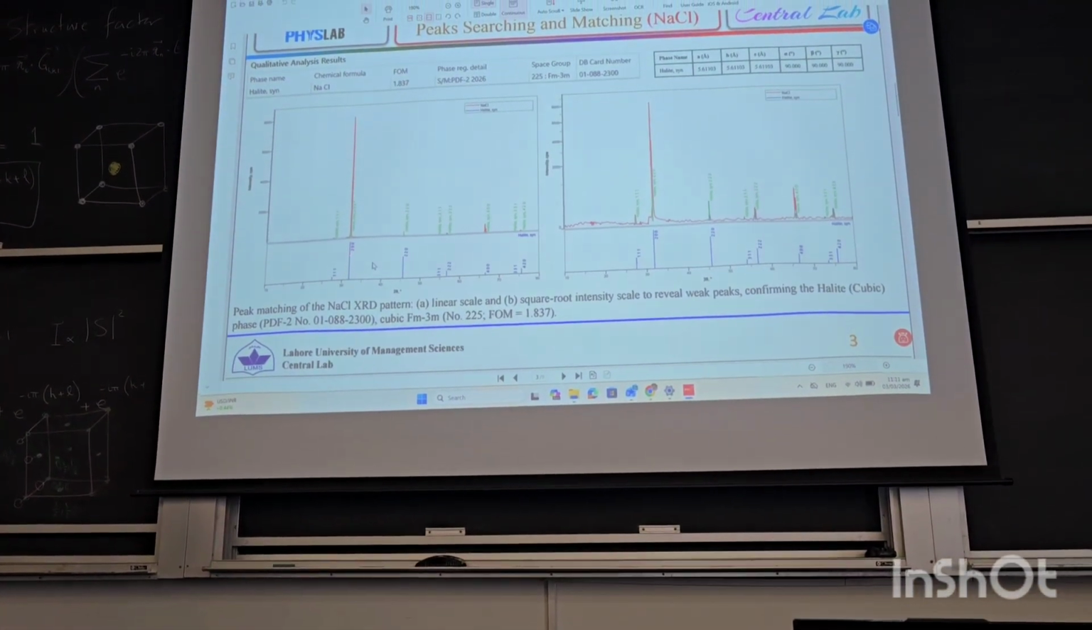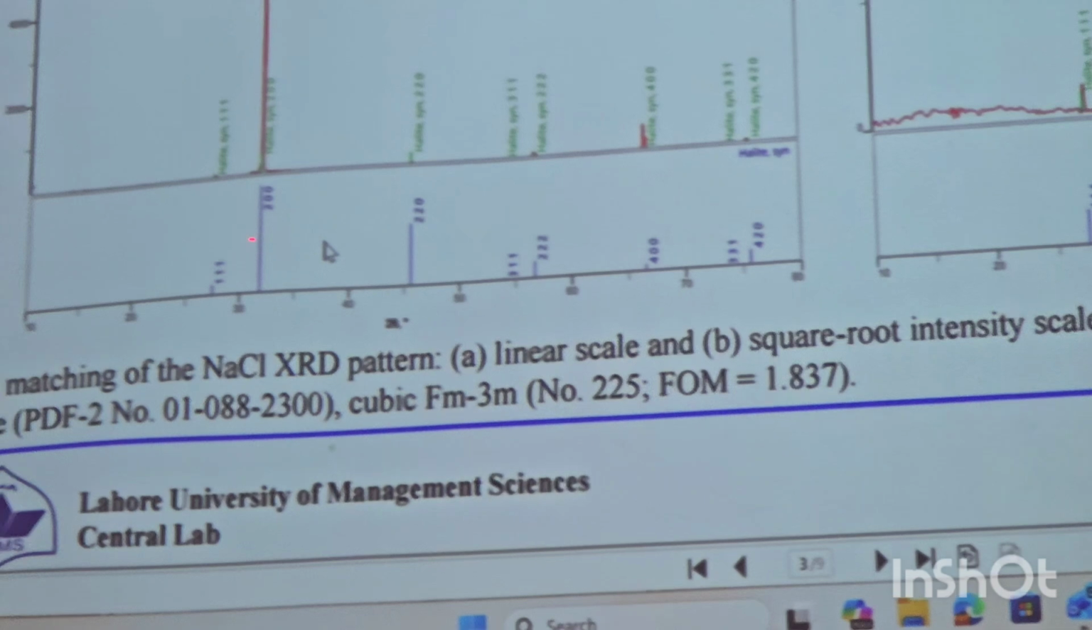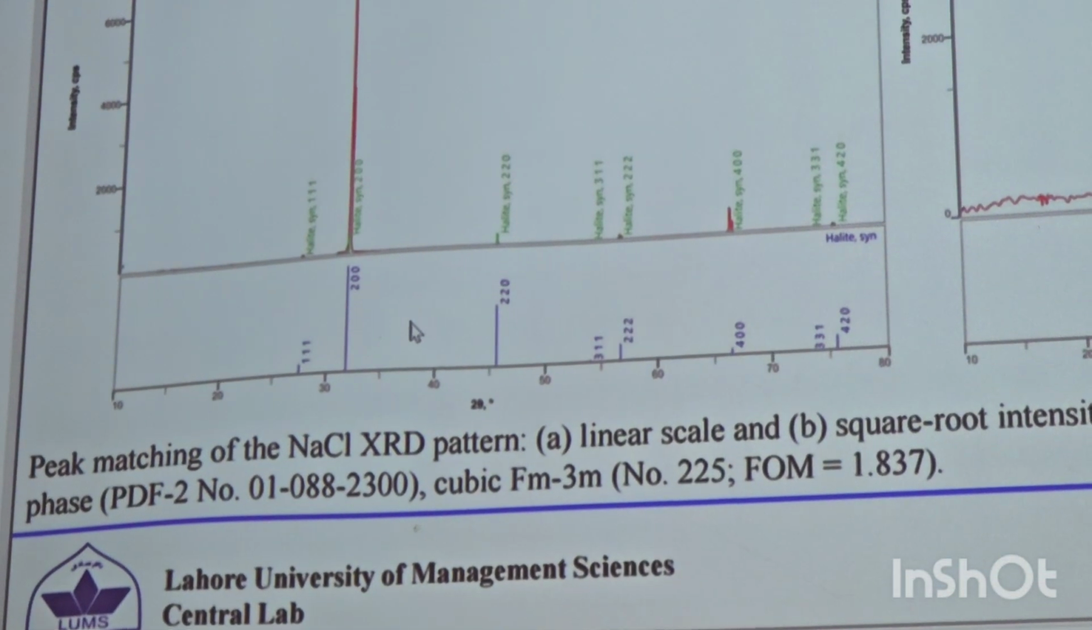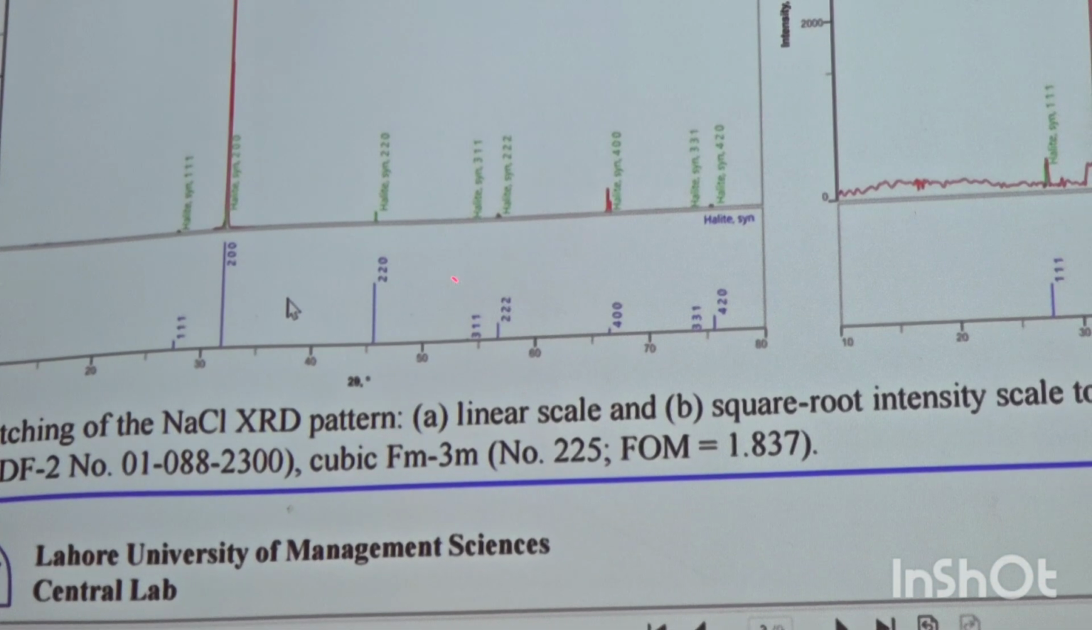So this is coming from F_Na plus F_Cl, modulus squared. So there is a reflection due to 200.